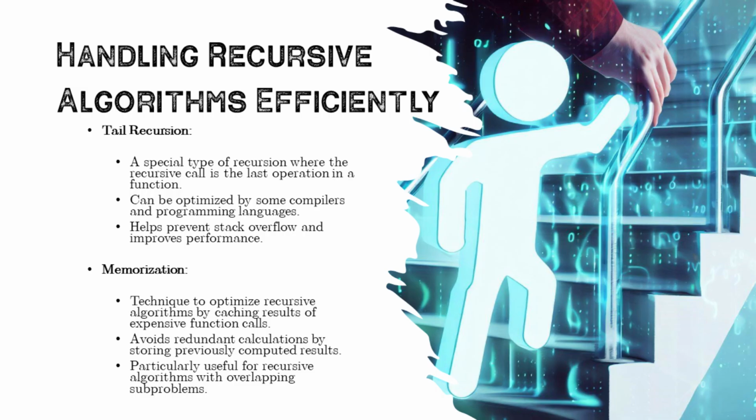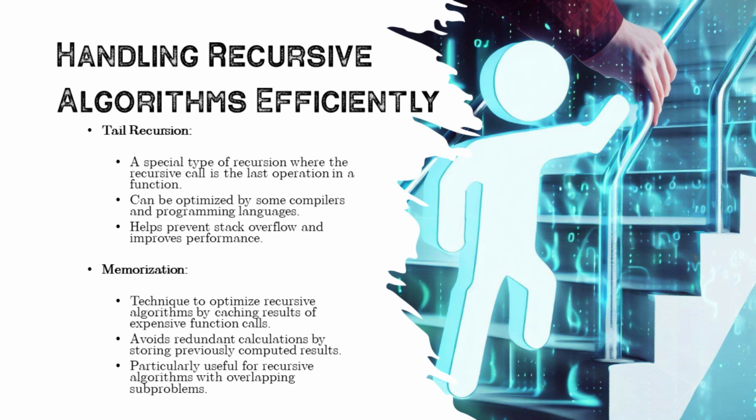Handling recursive algorithms efficiently. While recursion is a powerful technique, it's important to handle recursive algorithms efficiently. Two strategies can help optimize recursive algorithms: tail recursion and memoization. Tail recursion is a special type of recursion where the recursive call is the last operation performed in a function. Some compilers and programming languages can optimize tail recursive functions by transforming them into iterative loops, eliminating the need for additional stack frames. This optimization helps prevent stack overflow and improves the performance of recursive algorithms.